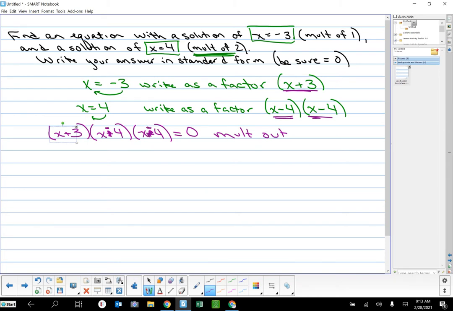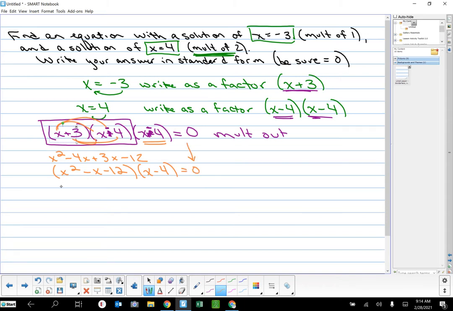All right, so if I multiply these two binomials together, I'm going to get x squared minus 4x plus 3x minus 12. And then I combine like terms, so I get x squared minus x minus 12. And then I'm going to bring down this second binomial, times x minus 4. Make sure you keep the equal 0 on it.